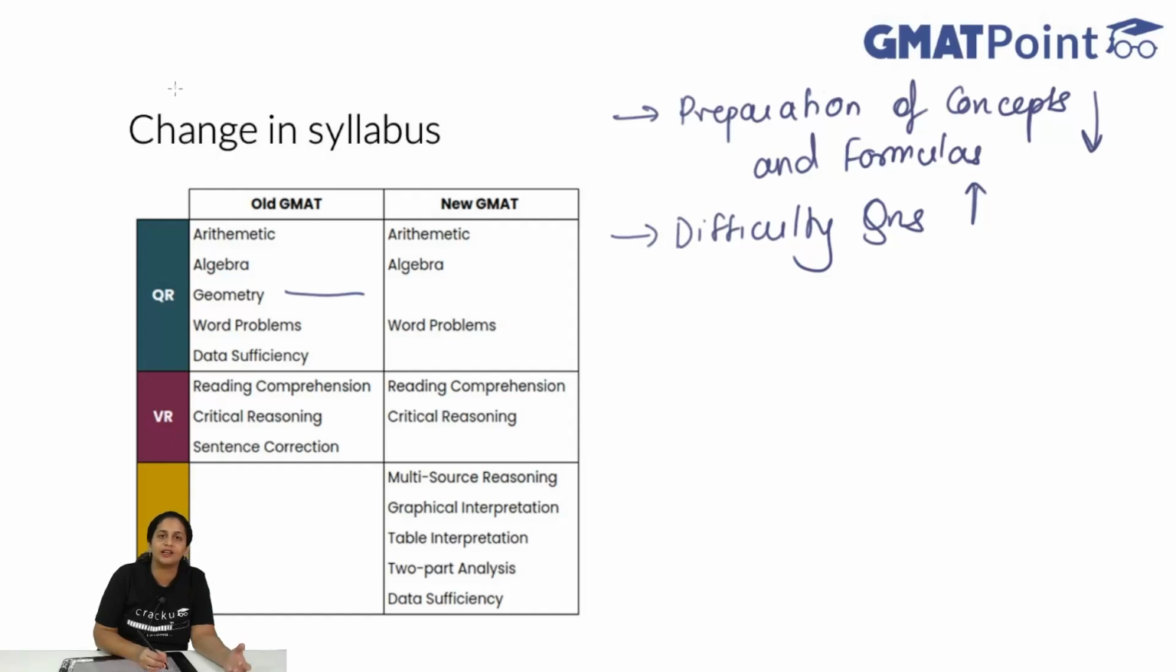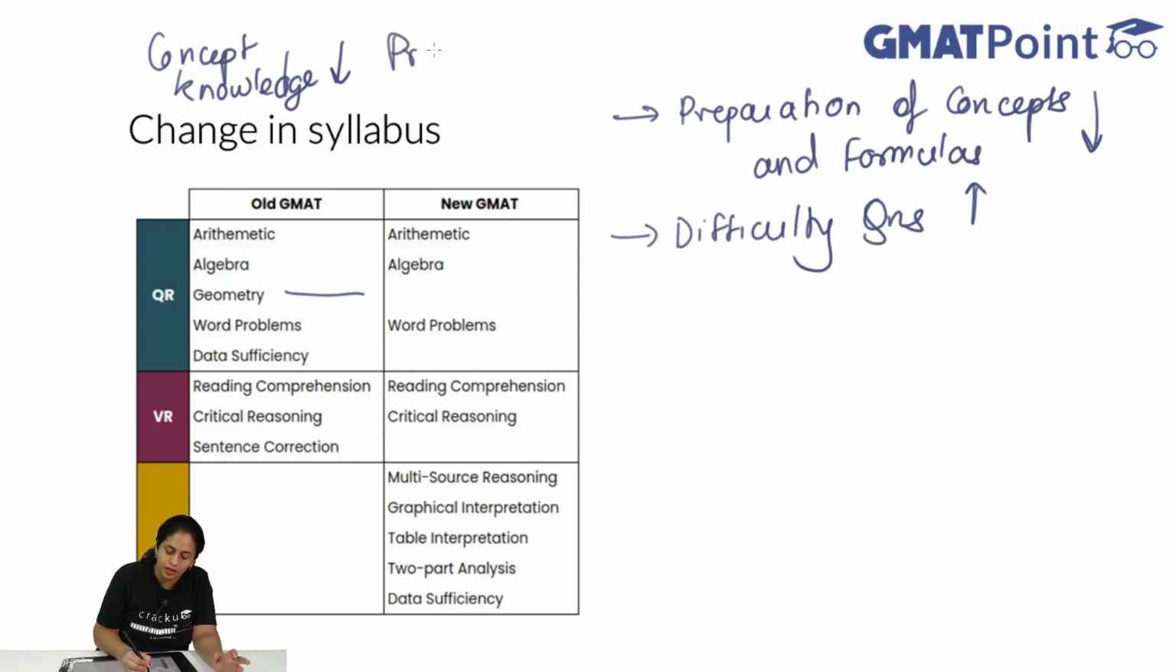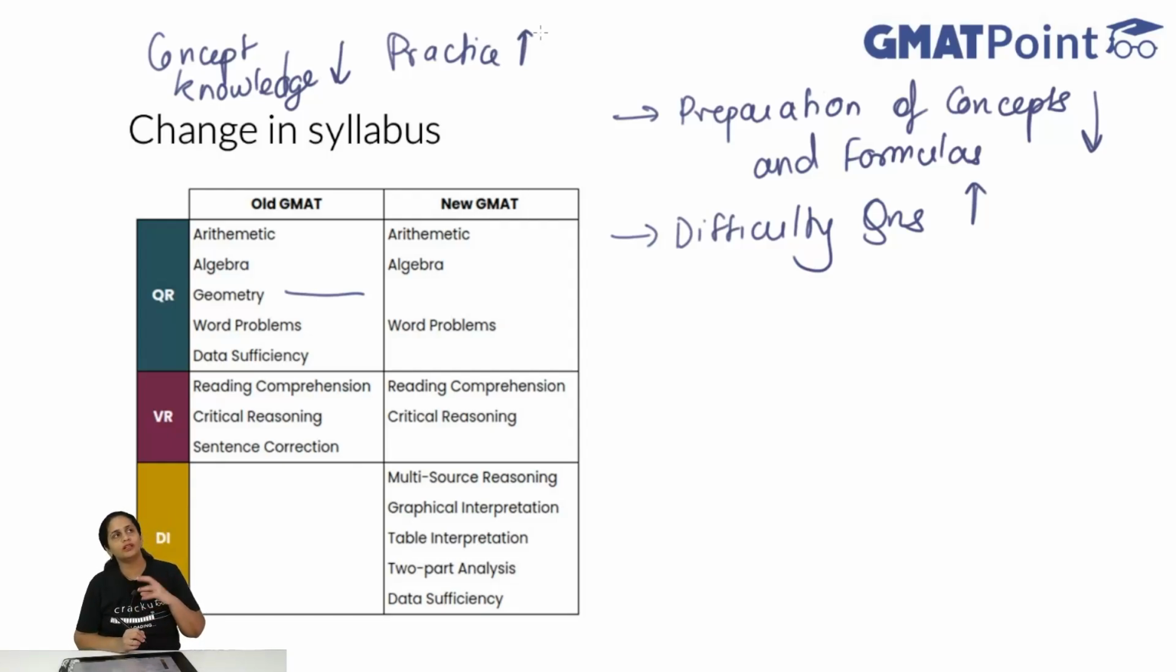So what exactly has happened? The weight given to preparation of concepts has gone down. So conceptual understanding or concept knowledge, that importance has gone down. On the other hand, the importance of practice, of actually solving questions, solving harder questions, has gone up. Because if you see the scores this time, the scores in quant, even for a lot of students who have appeared for harder exams, have gone down. Why have they gone down? Because the questions are harder.